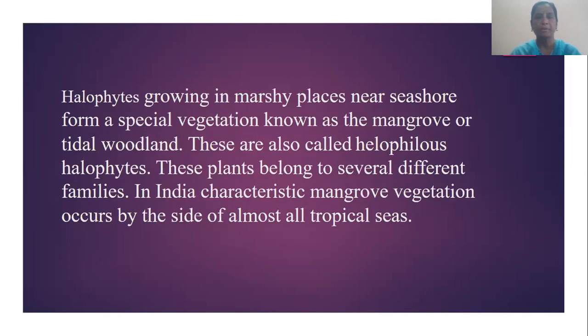Halophytes growing in marshy places near the seashore form a special vegetation known as the mangrove or tidal woodland. These are also called halophilous halophytes. These plants belong to several different families. In India, characteristic mangrove vegetation occurs by the side of almost all tropical seas.